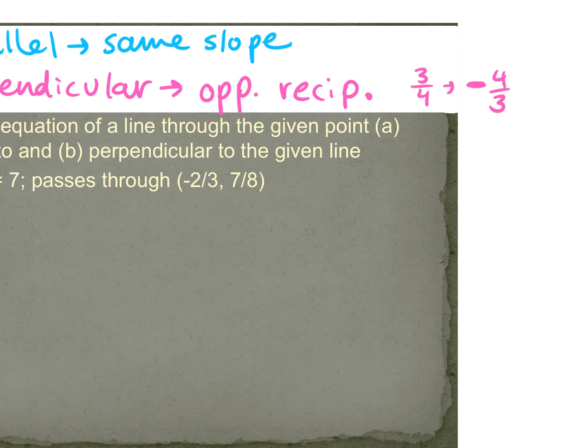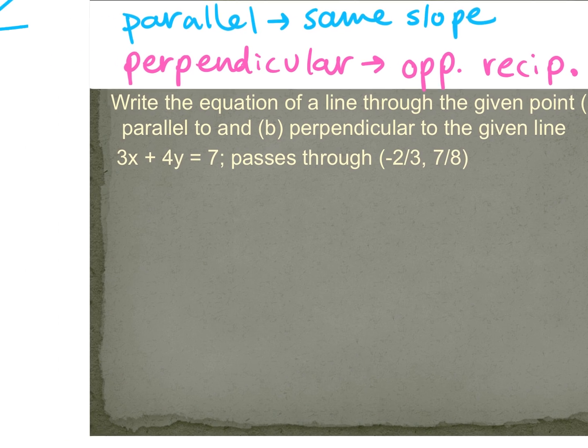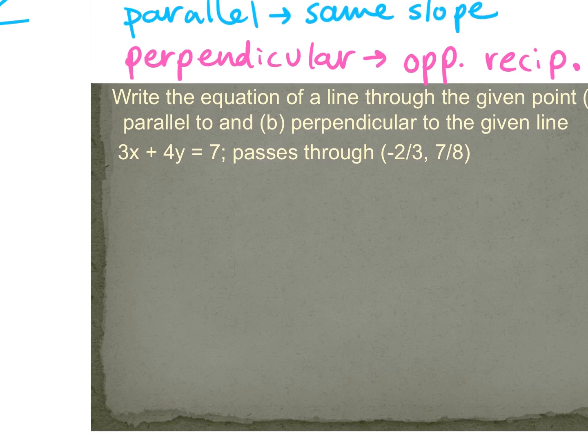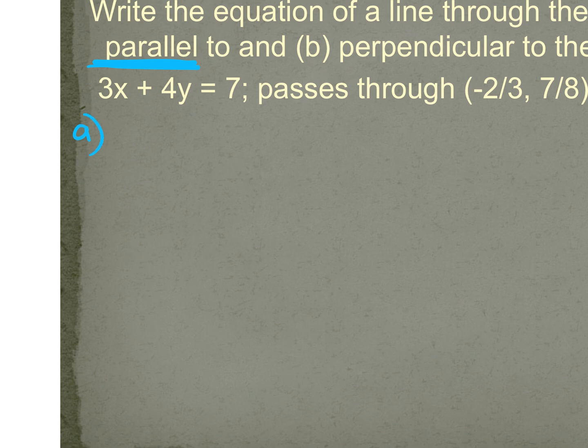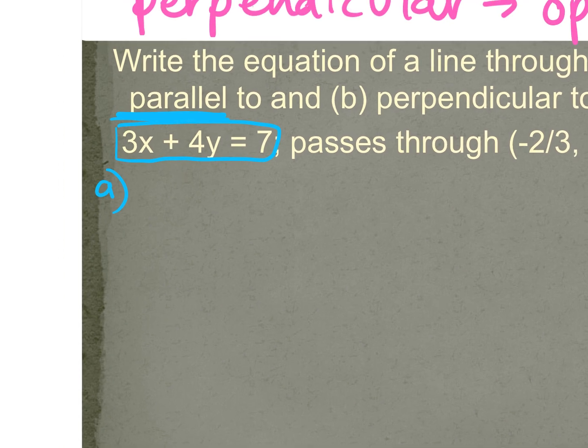All right, so the first part of this question, we want to write the equation of a line through the given point that is parallel to this line. So let's start by finding parallel. So for A, it gives us a point. It also gives us an equation of a line. So we want to find the line that is parallel to this one. Well, we know if they're parallel, they have the same slope.